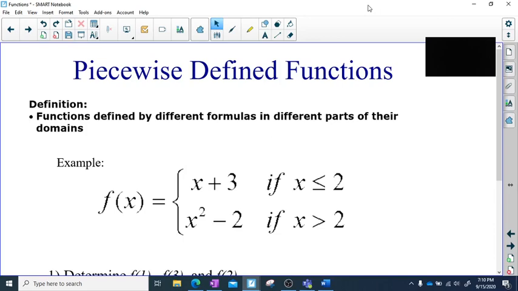Welcome to today's video where we will discuss what are called piecewise functions. We will look at how to do function notation calculations using piecewise functions, and we will examine how to graph piecewise functions. Okay, so let's have a look at what a piecewise function looks like.